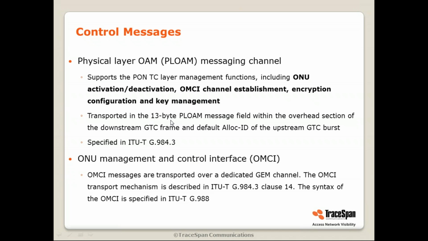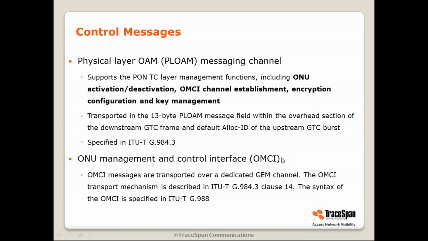In GPON, it's transported in the header in the 13-byte PLOAM message. In XGS-PON, it's slightly different. If you want to learn more, you can go to ITU-T G.984.3. This is the standard that specifies them. Usually, the PLOAM messages are worth looking at if you have no service at all, which may mean your ONU was totally deactivated, or it's encrypted and you don't have the keys, and so on.